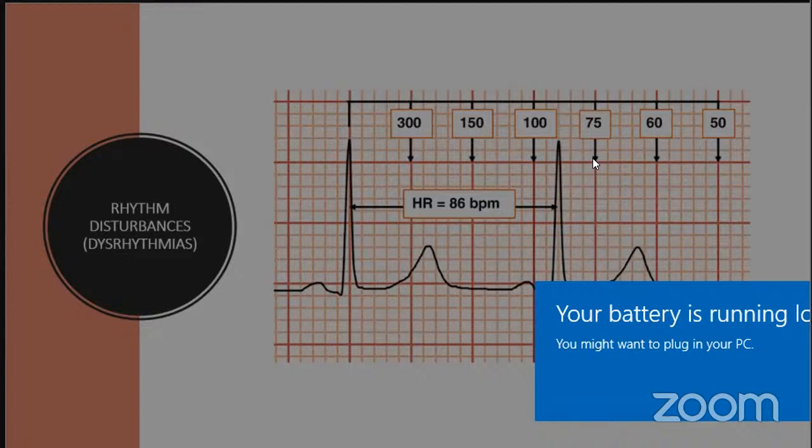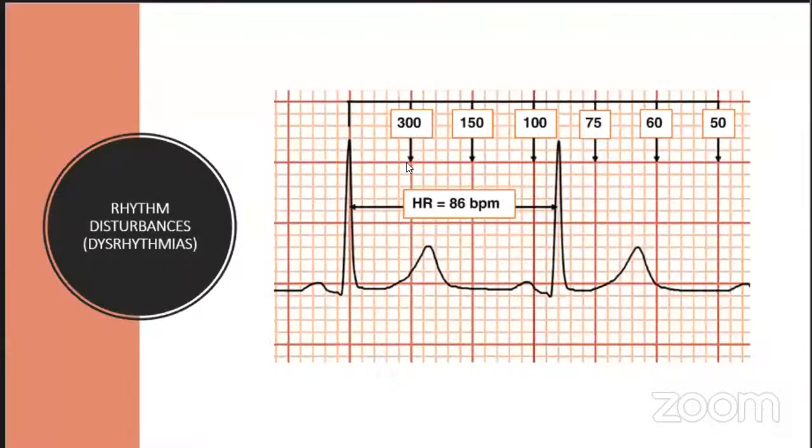Pick a QRS complex that falls on a thick line, and then label the subsequent thick lines as 300, 150, 100, 75, 60, 50. And look for the next QRS complex after the one that fell on the thick line. And wherever it falls, depending on our numbering, will give you an estimate of the patient's heart rate.